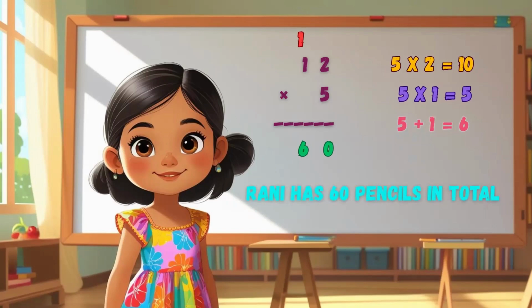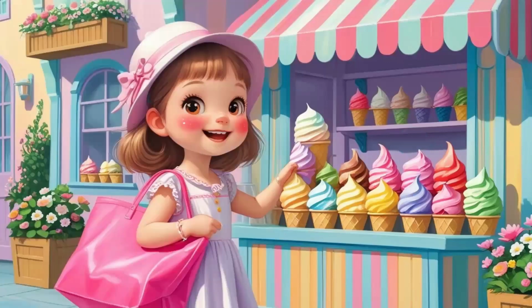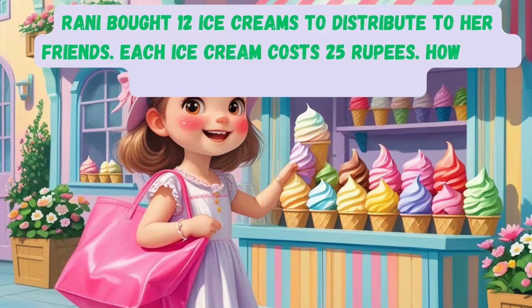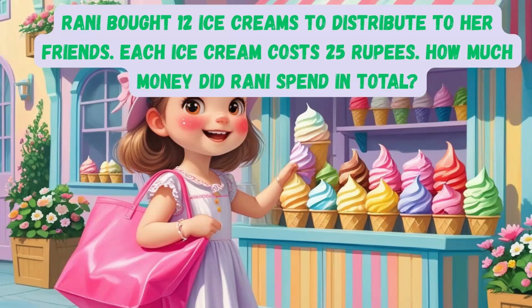Great job kids! Now let's dive into the next one. Rani bought 12 ice creams to distribute to her friends. Each ice cream costs 25 rupees. How much money did Rani spend in total?